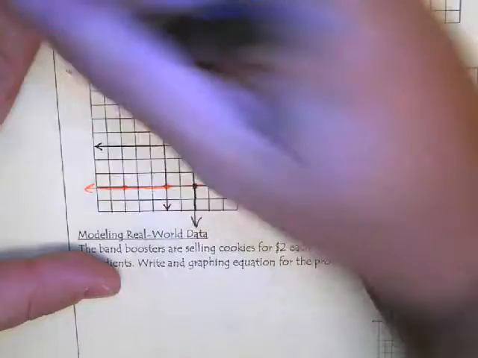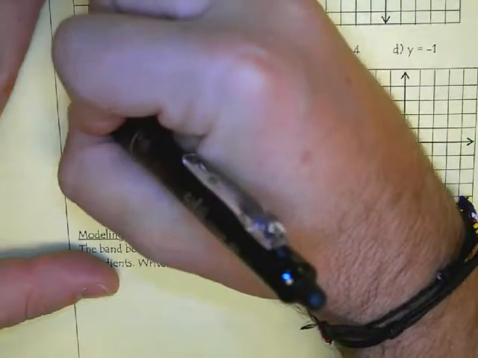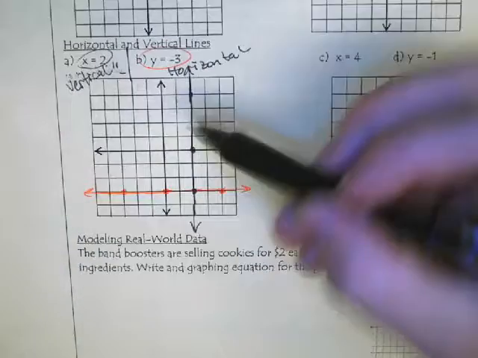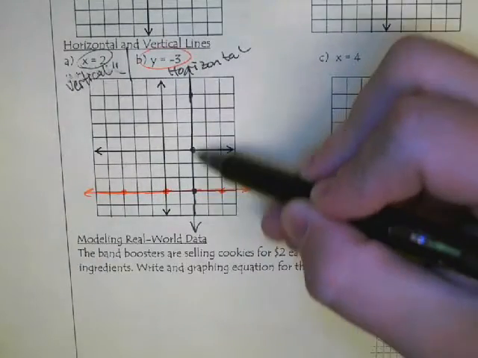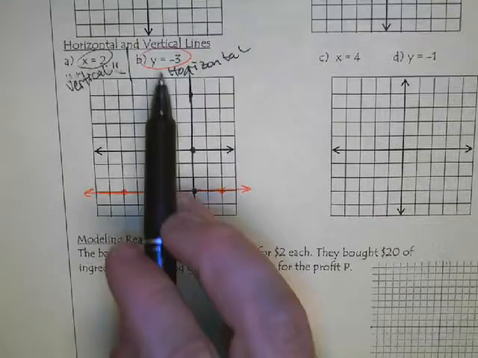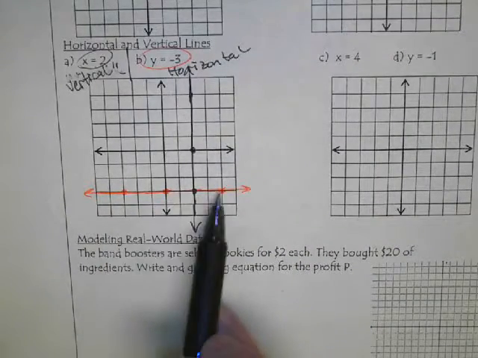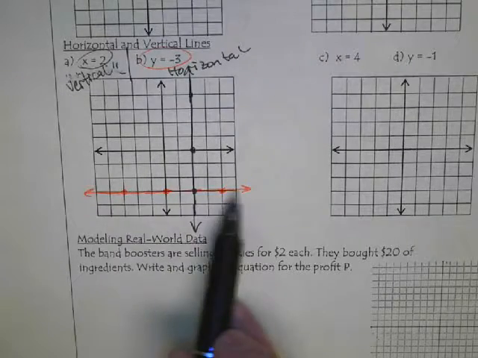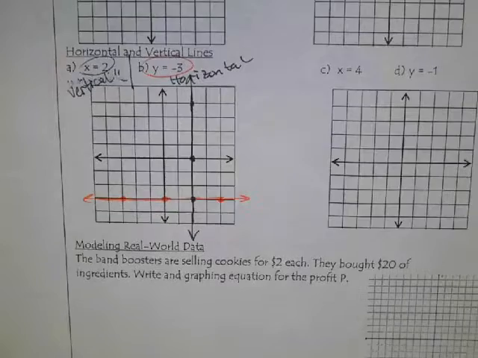Vertical. And that is how we can graph vertical and horizontal lines. If x equals 2, we just have to pick points where x is 2 and y is anything. Doesn't matter what y is. And if it's a y value, we see that y is negative 3. So we just pick a couple points where y is negative 3. We don't care what x is, and we just connect those.